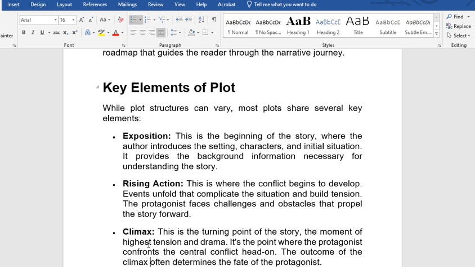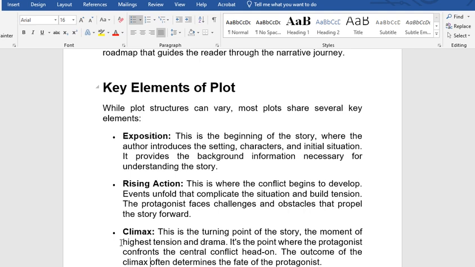This is the beginning of the story, where the author introduces the setting, characters, and initial situation. This is the initial stage where the characters are introduced, the settings, whether it's a village setting or the events are taking place in the city. So the writer introduces all this at the exposition stage. It provides the background information necessary for understanding the story. While introducing the character, it gives us information about each of the characters at this stage.